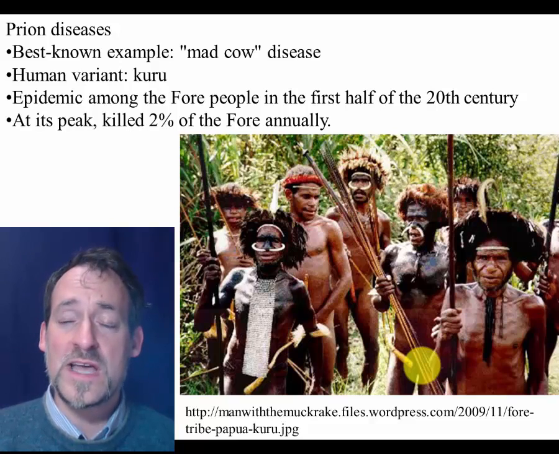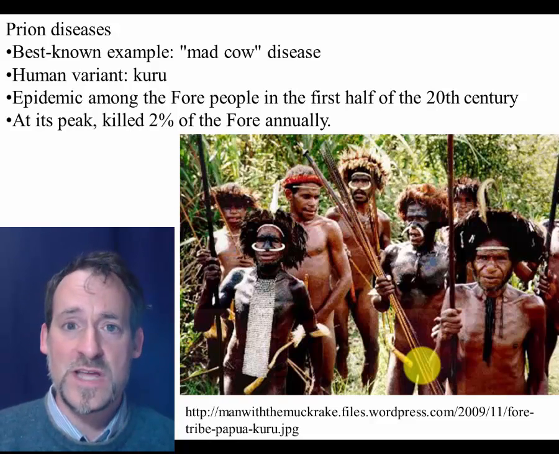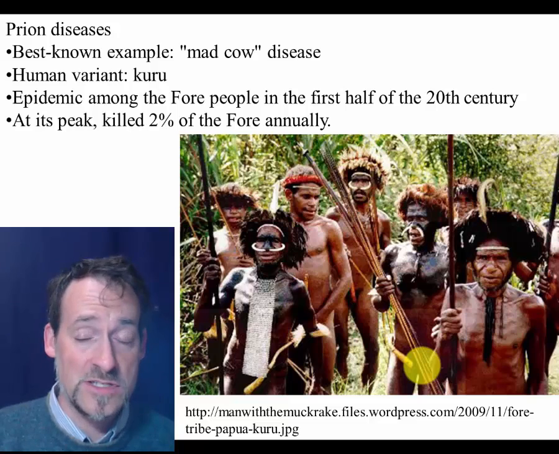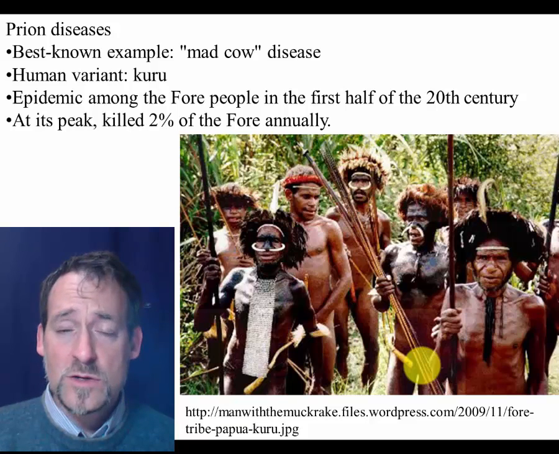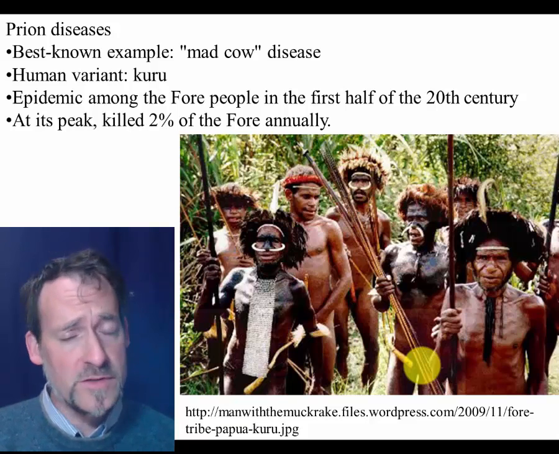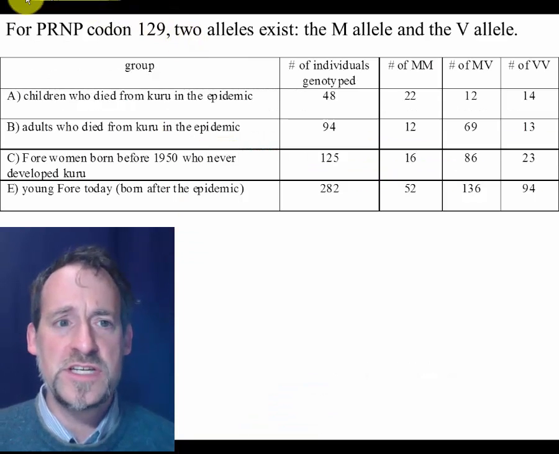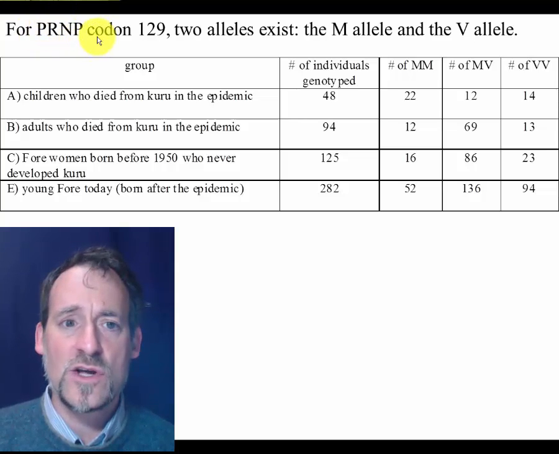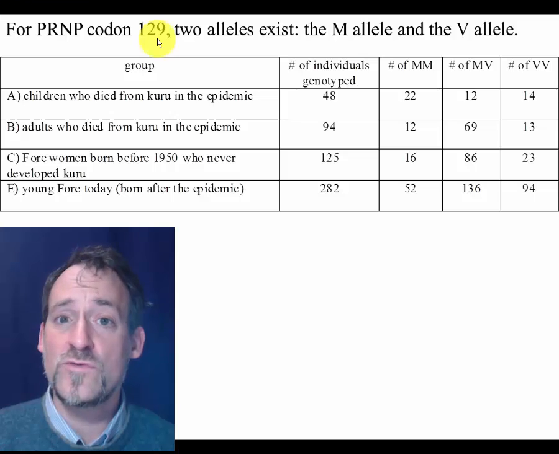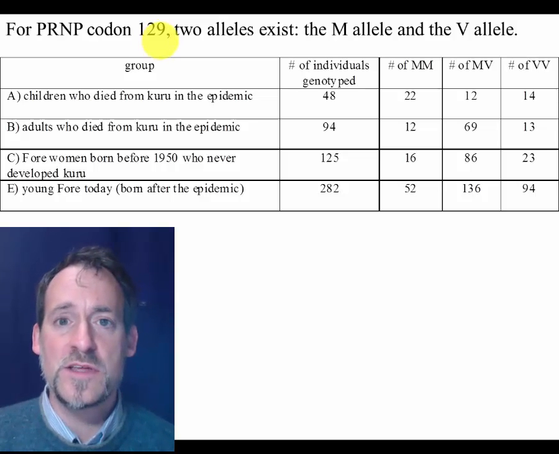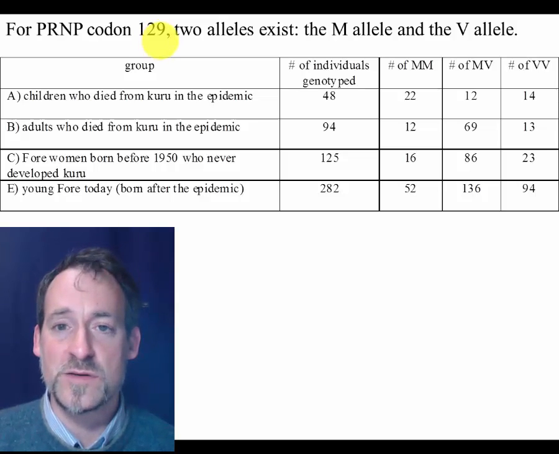And when it was at an epidemic state in the first half of the 1900s, it killed thousands of the Foray people. When it was at its most deadly, 2% of the population was dying from laughing disease every year. So clearly this was a pretty powerful evolutionary event. Here are the data that I showed you in class. There's a particular gene, PRNP, and at codon 129, there are 2 variations. One of these is part of a sequence called the M allele. The other variation makes a sequence, the V allele.